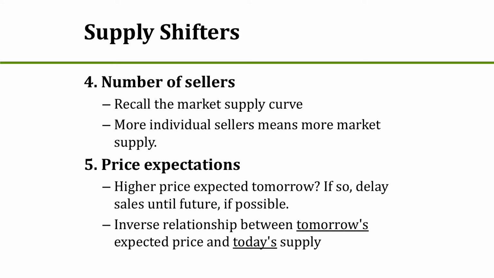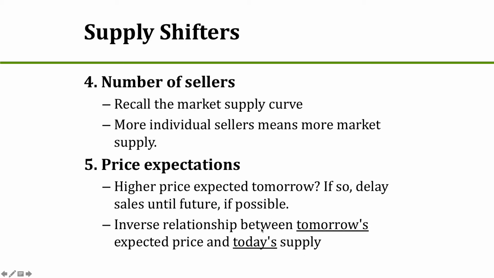So basically, there's a high price expectation for tomorrow. That's why you're decreasing your supply today, because you want to sell tomorrow. So the idea is there's an inverse relationship between tomorrow's expected price and today's supply.